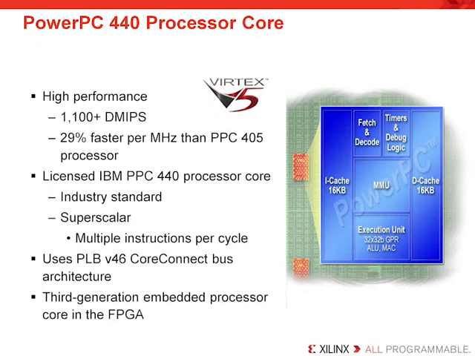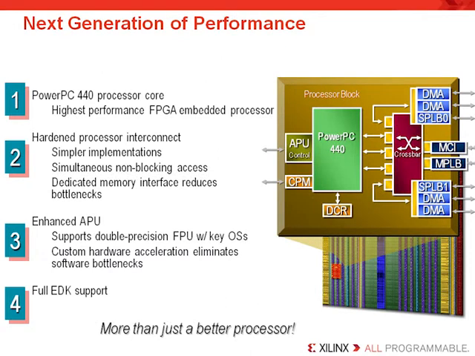Now, like MicroBlaze, the PowerPC 440 processor works again with the PLB V46 bus standard. The 440 processor core offers the highest performance of any FPGA embedded processor. It also has a hardened processor interconnect structure called the crossbar switch. This enables simpler implementations and simultaneous non-blocking access. The processor also has a dedicated memory interface that reduces bottlenecks on the PLB bus. The 440 has an enhanced APU that supports double precision floating point functions with key operating systems. This facilitates custom hardware acceleration that eliminates software bottlenecks.